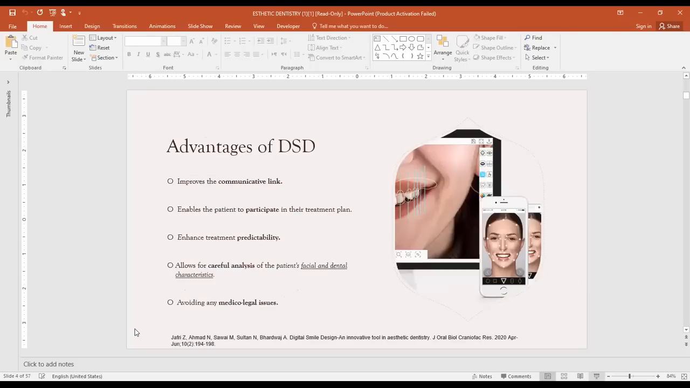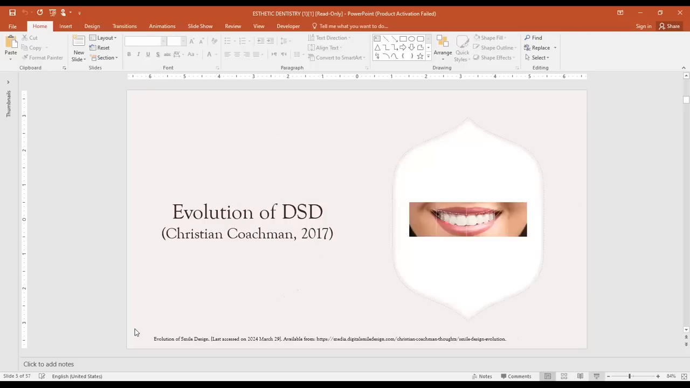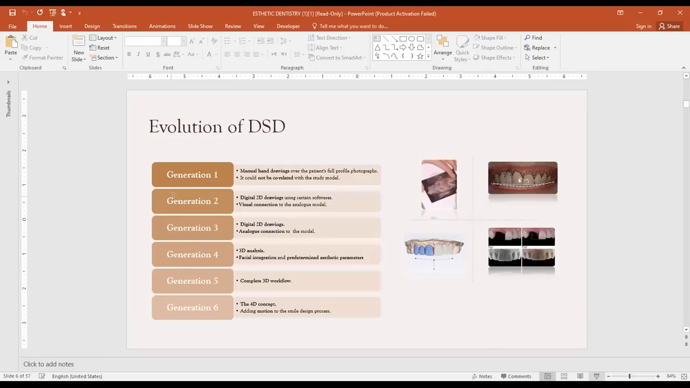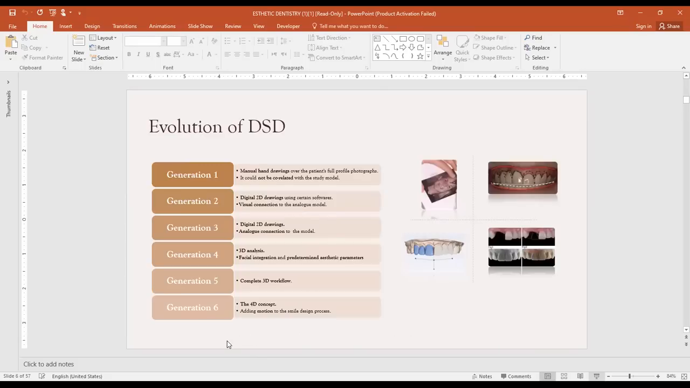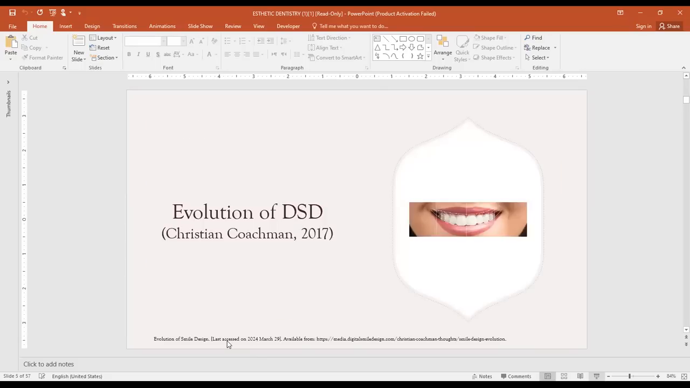Digital smile design was well defined, advantages was well defined. The evolution, I loved this part where you talked about the evolution steps. The evolution slide was excellent, but we needed the reference. You might have done the reference here. Yes, it is here. But when I saw this, I hadn't seen the reference. I missed that this is a website. I thought it was a paper. Here you've written it as a paper, here you've written it as a website. So is it a website or a paper?